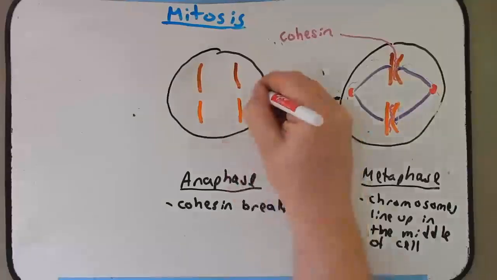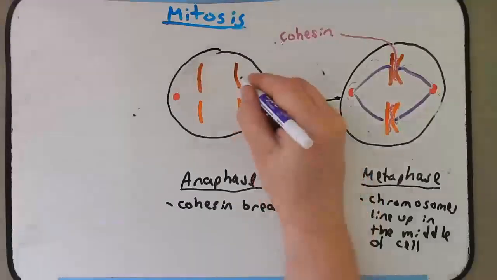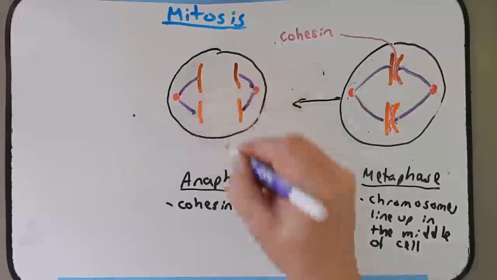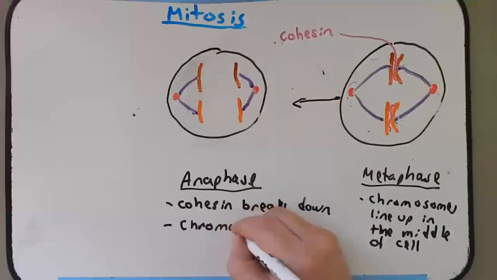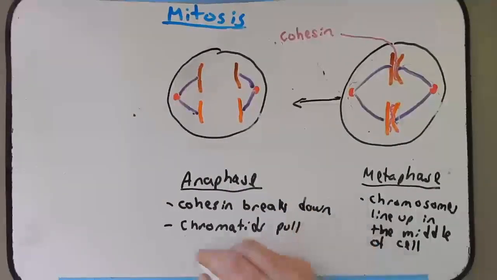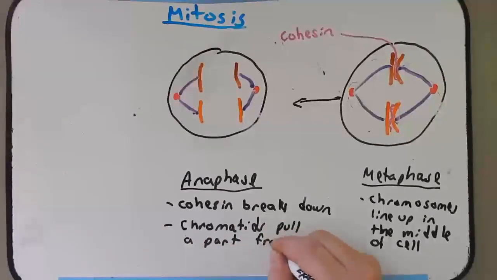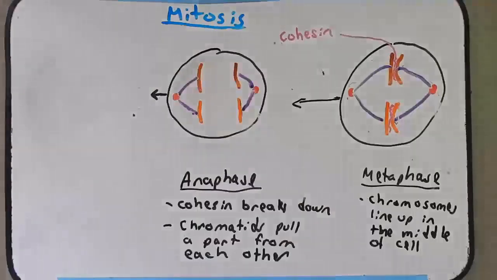Cohesion's gone, but these centrosomes are still here. With the spindles attached to them, they are now pulling these sister chromatids apart from each other. And we'll write down here what's happening up here. These chromatids, the sister chromatids, pull apart from each other. Now we're going to enter into telophase.